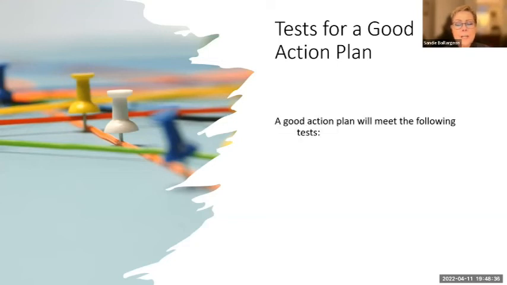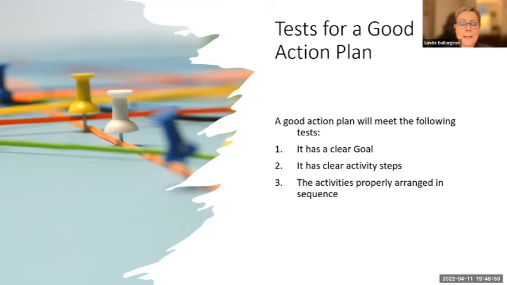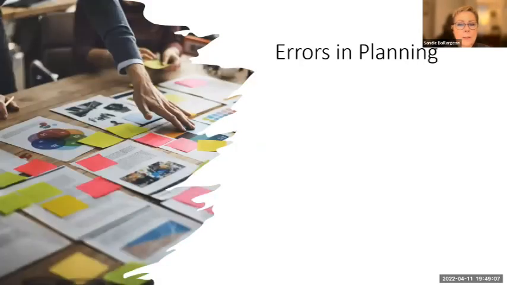So some tests for an action plan: it will meet the following tests. It will have a clear goal on what results you want to achieve in the action plan. It has clear activity steps. In other words, how are we going to get there? How am I going to achieve those results? The activities are properly arranged in sequence of priorities. So it's very important to make sure that you do the most important things first and make them sequential. It has suitable progress checkpoints identified as well.